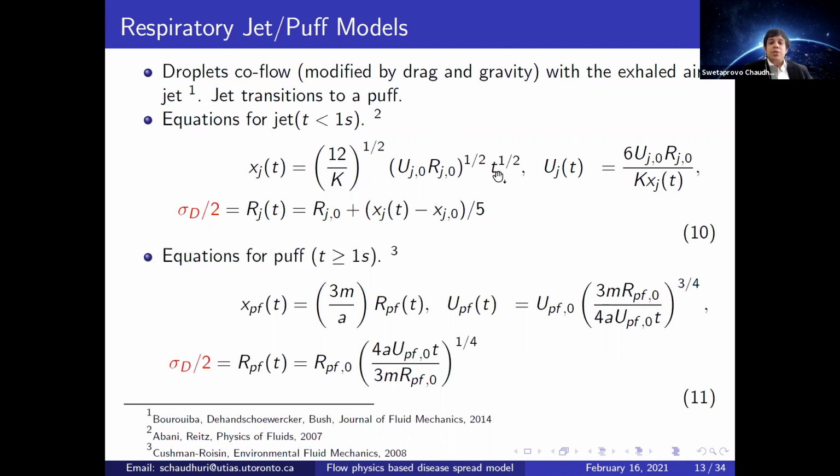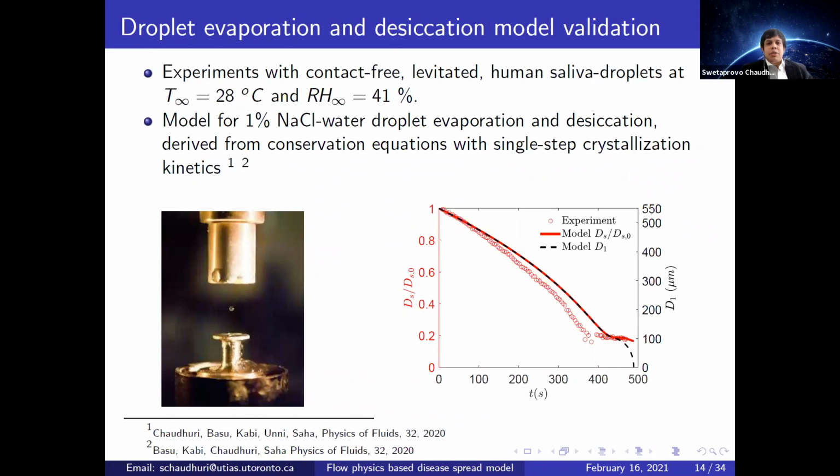So by combining these two, t to the power of half and t to the power of 1/4, we get the diameter of the puff, the position of the centroid of the puff, and the position and the velocity. And this is required. This is coupled to the droplet evaporation model. Okay. So this is the validation of the droplet evaporation model. Now we do experiments in a contact-free levitated setup.